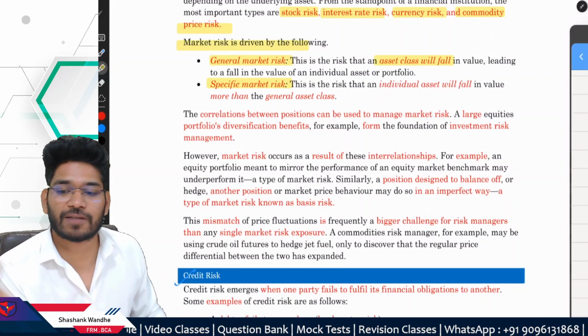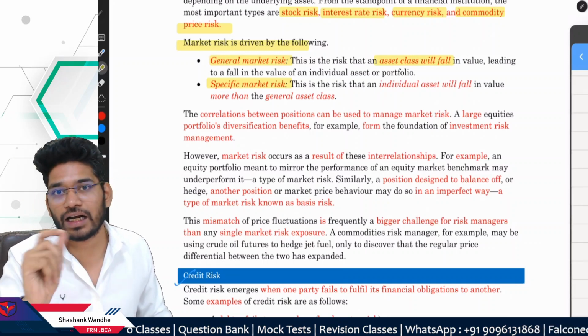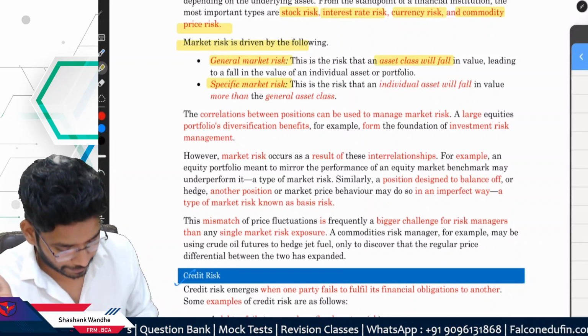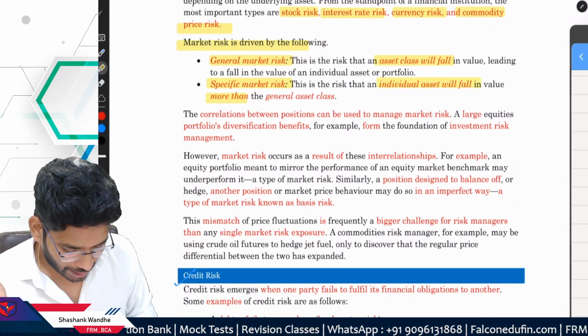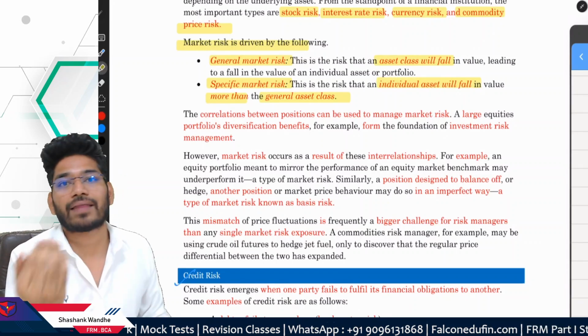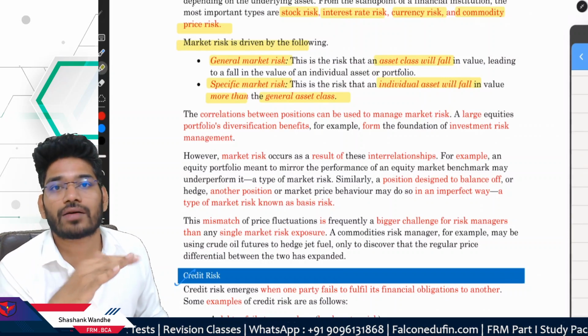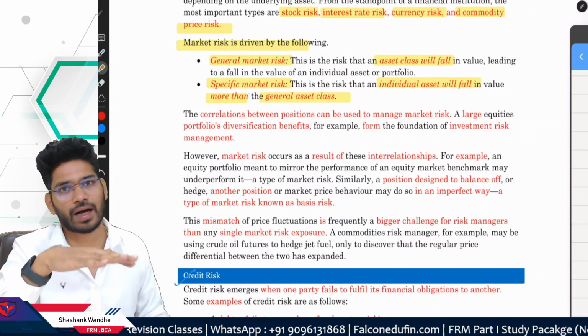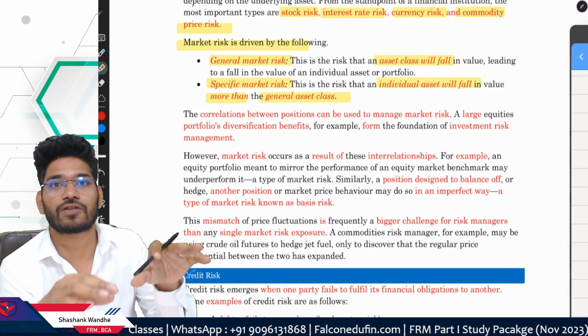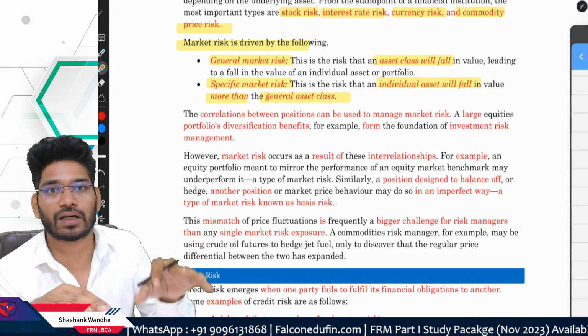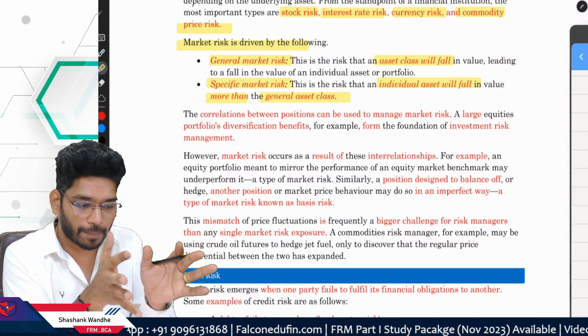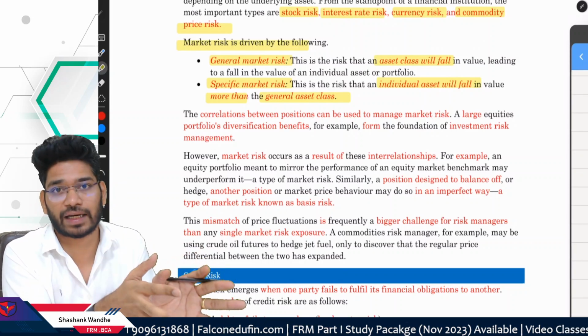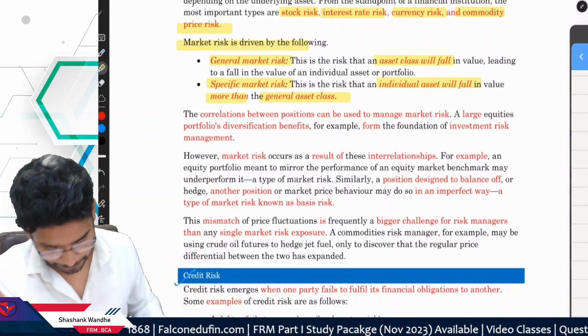When it comes to the specific market risk, this means the individual firm-specific risk. That is, the individual asset will fall more than the general class or the general market. So the market is stable, but there is bad news for one company and that particular company's share price dropped. So this is the specific risk, firm-specific risk.